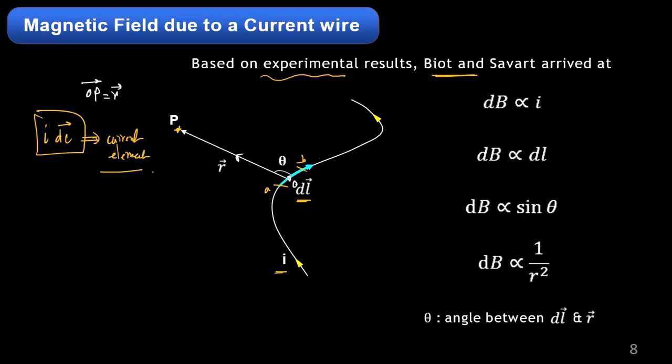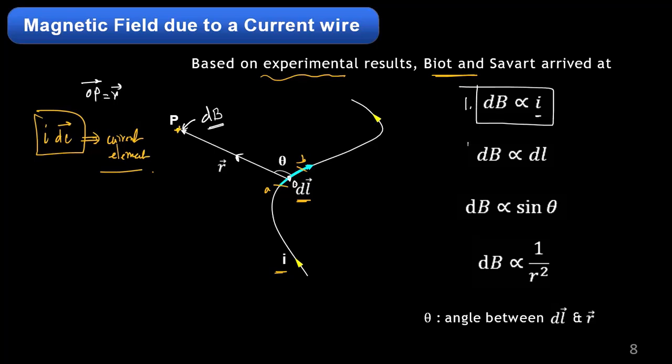So for that I have to use the Biot-Savart law. What this law says is that the small magnetic field dB produced at that particular point is proportional to I. That means if I increase the amount of current, then the magnetic field produced at this point P increases. So the magnetic field at point P is directly proportional to the current flowing in the current carrying wire. If I increase the I value, the magnetic field strength will increase. If I decrease the current value, the magnetic field strength will decrease.